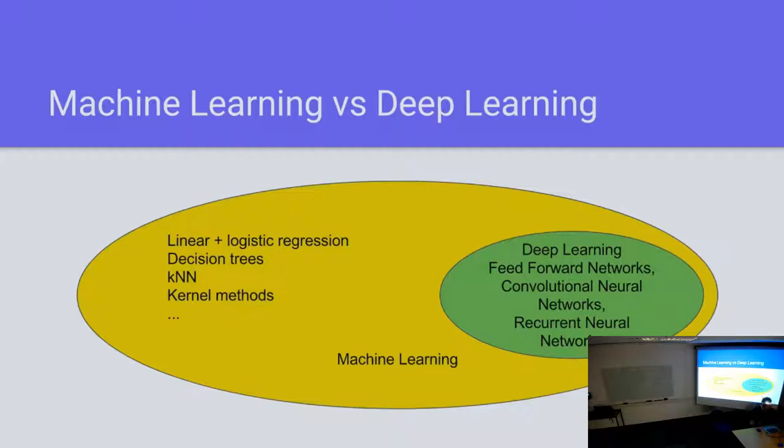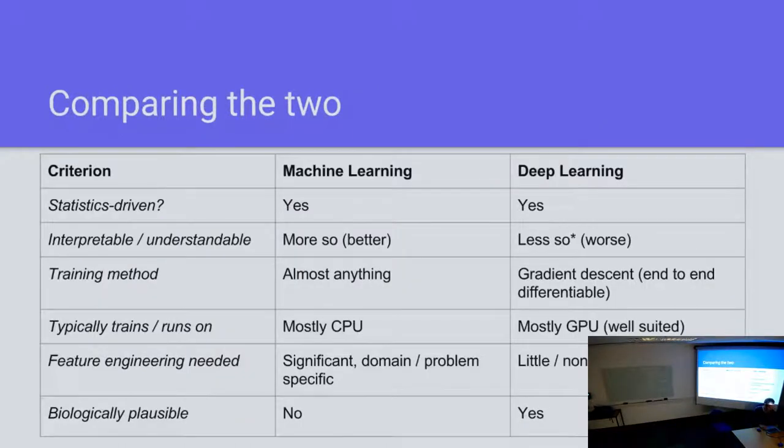Okay, but for the purpose of this talk, we'll say deep learning is a subset of machine learning. Okay, so at a top level then, these are some of the criteria that I like to understand them by. Are they driven by statistics or by something else? Well, they're both driven by statistics. So they're both trying to find out some distribution, some meaningful aspects of the distribution of your data to help you solve a problem.